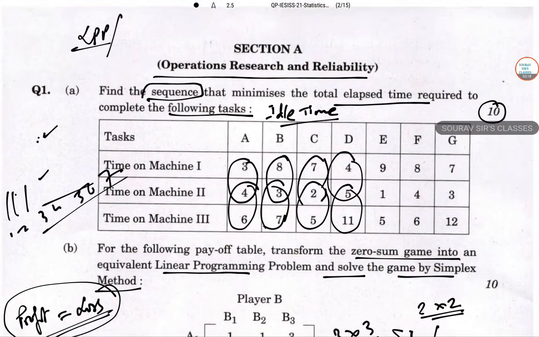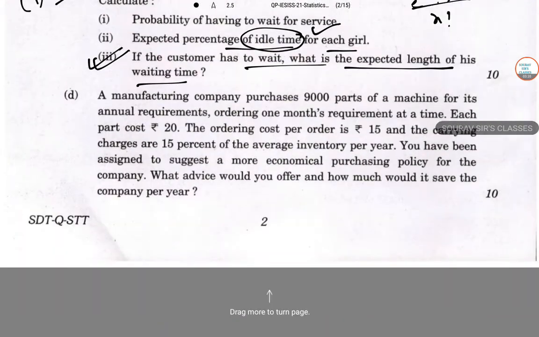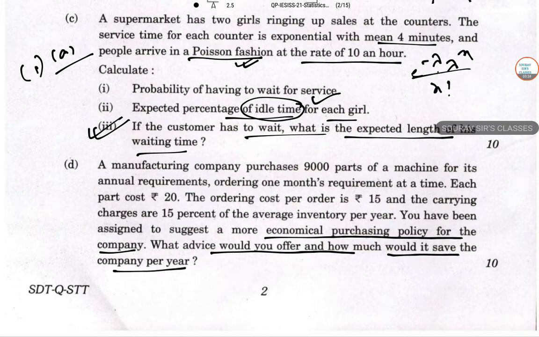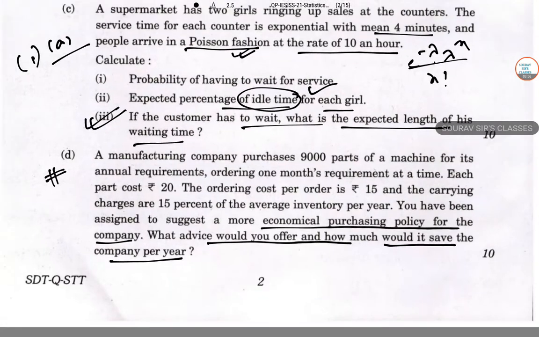Let me just get back to the upper part. After this, the next question is a manufacturing company based structure, and you assign a more economical purchasing policy for the company. What advice would you offer if you need to save the company money per year? So a cost benefit analysis would be done. For this I will do a specialized video, and the full solution will be provided. It is an ordinary requirement based structure, and we can solve it directly by structural analysis. Okay, let's go to the next one.